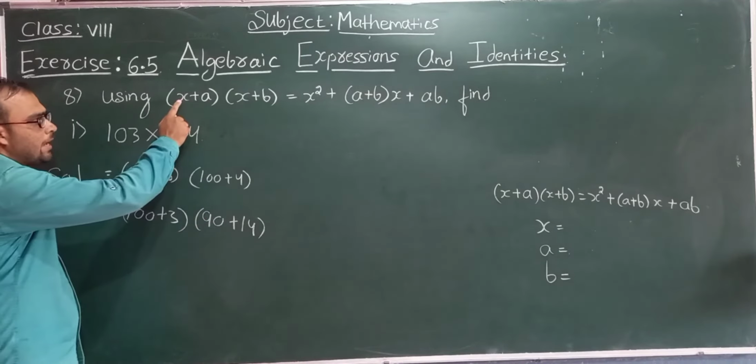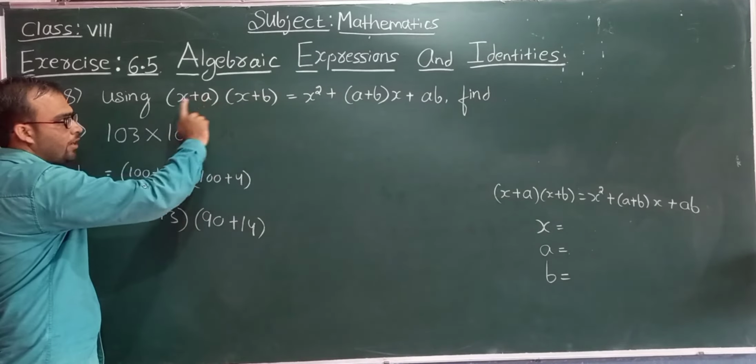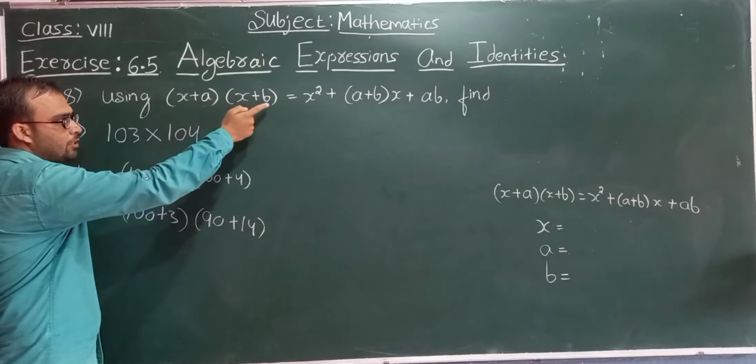Okay, why? Because x plus a and x plus b is there. Okay, x plus a into x plus b is there. So both the first terms are what? X only. Okay, in such a way you have to separate these problems. Students, now we have converted this into x plus a into x plus b form. Okay, now look at here, in place of x 100 is there, in place of a 3 is there, and in place of b 4 is there. Okay, in place of x 100, in place of a 3, and in place of b 4 is there.